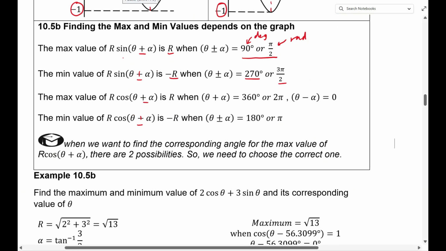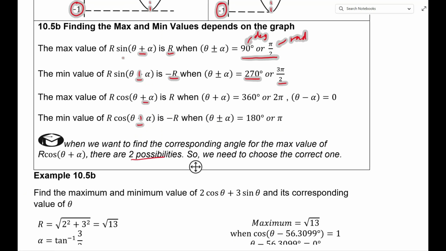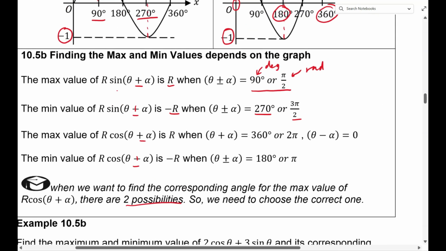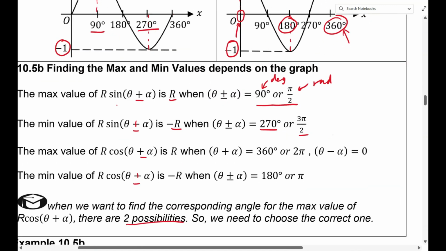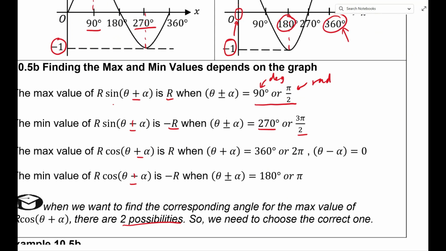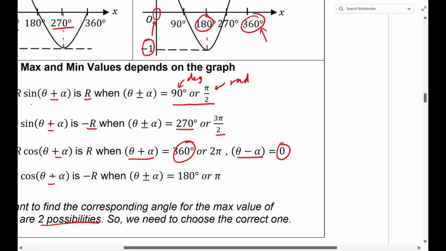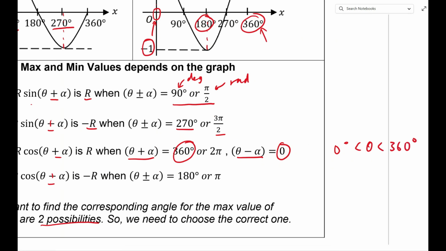When we want to find the corresponding angle for the maximum value of r cosine theta plus alpha, there are two possibilities. So we need to choose the correct one. The two possibilities are 360 and 0 degrees. When the r formula that we are using is theta plus alpha, we have to use 360. And when it's theta minus alpha, we have to use 0, or else our theta that we are solving for might go out of range. Because we have to follow the range where theta is between 0 degrees and 360 degrees.